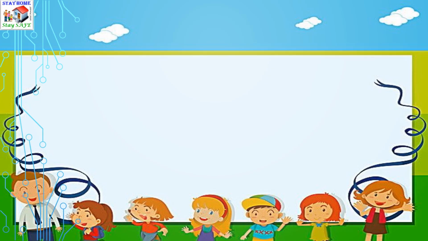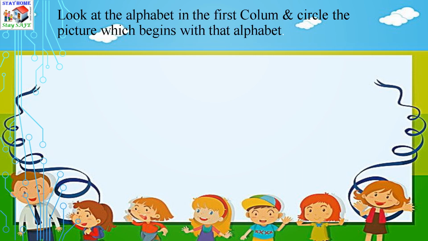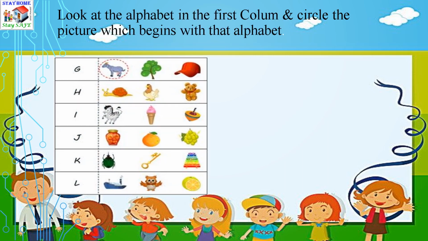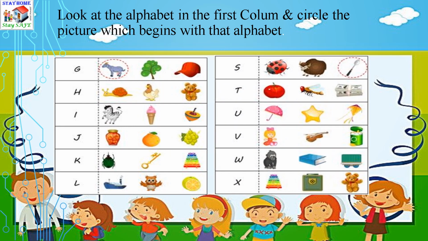Dear learners, you have learned one word with each letter. Now you will do classwork. Classwork is: look at the alphabet in the first column and circle the pictures which begin with that alphabet. Let us do it. Both sides, first one is done for you. Like G is for goat and S is for spoon.